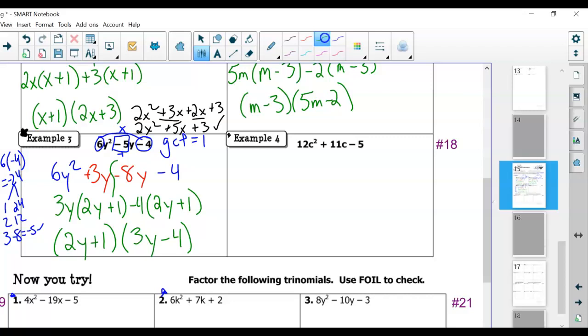Let's try example 4. I'm looking at all of them, and I don't see a common factor that I could divide out of each of them, except for 1. So it's going to stay the same. I'm going to multiply 12 and negative 5 to get negative 60, and I'm looking for two factors of negative 60 that add to be 11.